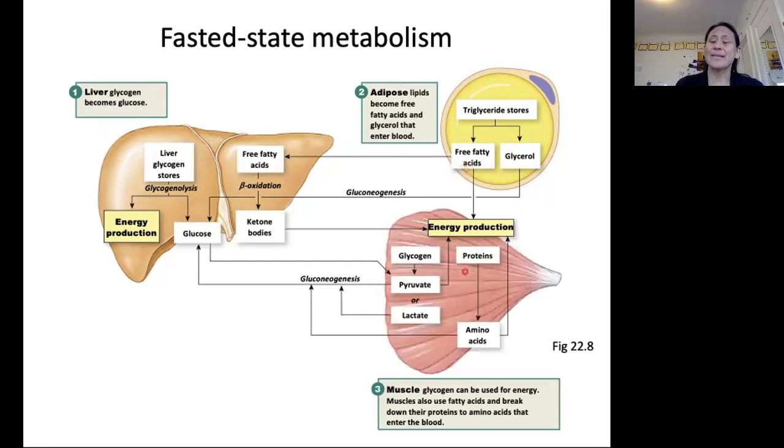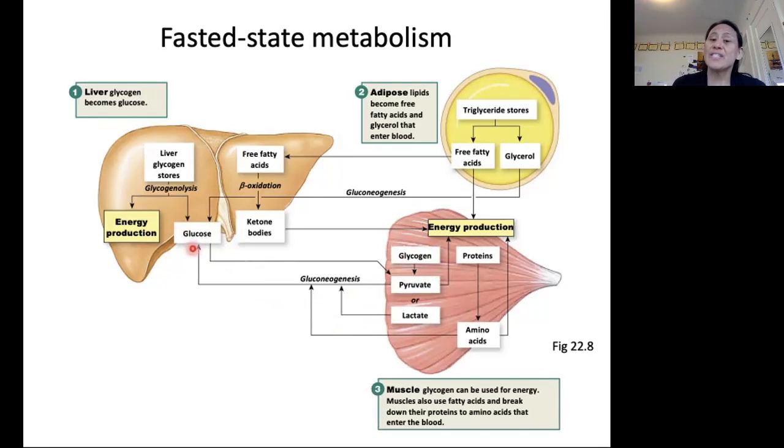Okay, next up, another location in our body that we can tap into for energy is the muscle. Remember that in the muscle, we have some glycogen stored. So we can break down glycogen eventually into glucose. It's a complicated set of steps that we need to go through to get glucose, but we get glucose, and then eventually that can yield ATP for us when that glucose enters glycolysis.